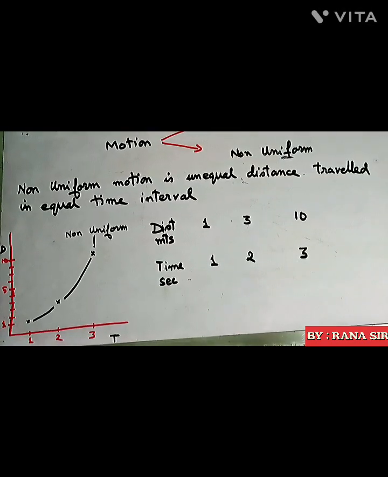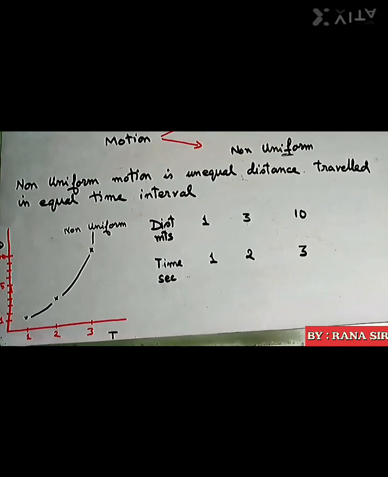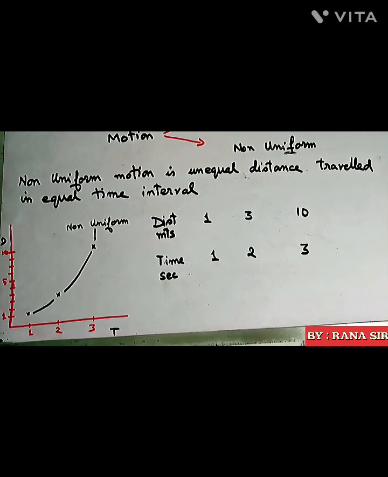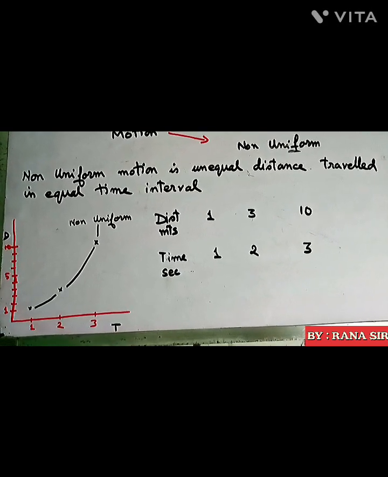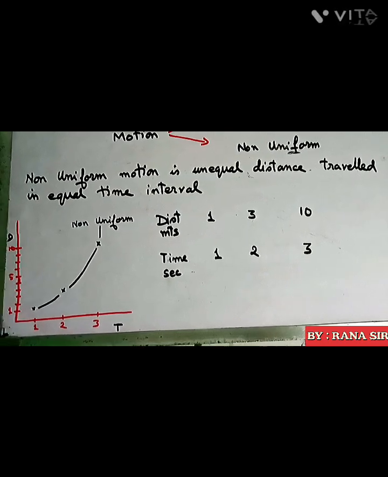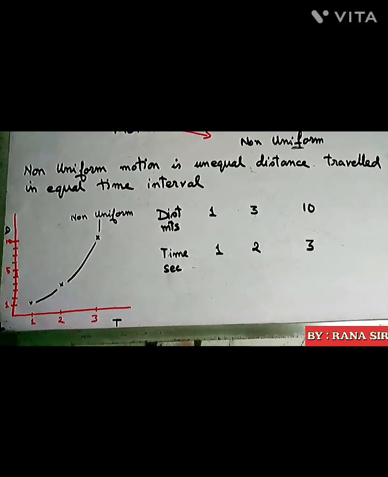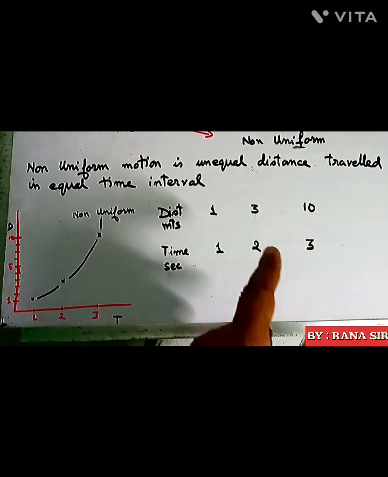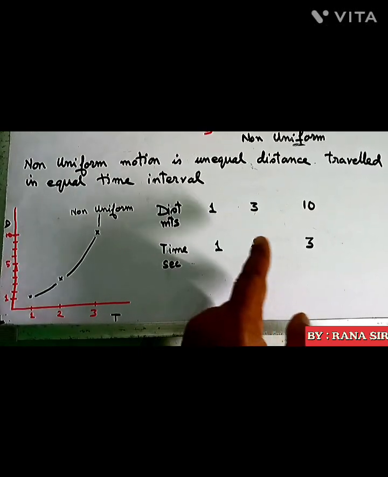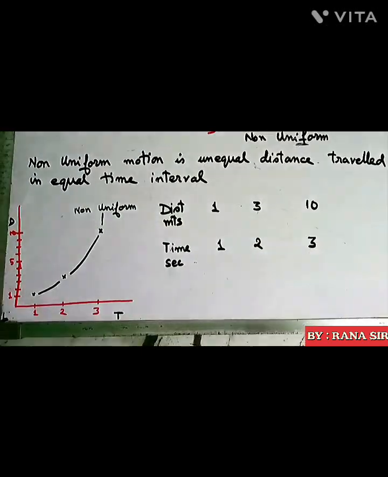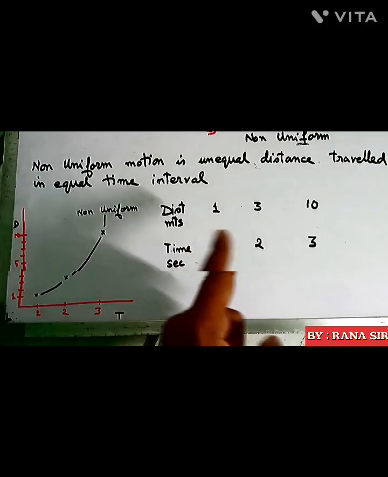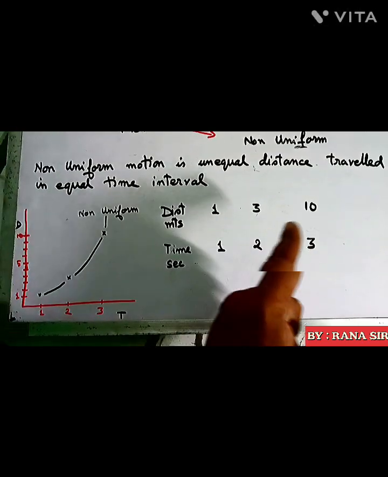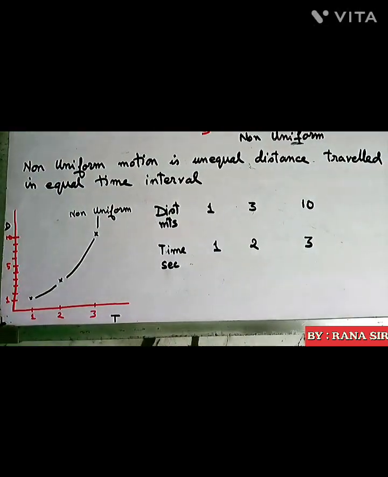So non-uniform motion is unequal distance traveled in equal time interval. The time interval is equal. So here time interval is equal, 1 second, right? 1, 2, 3, it's 1 second. But see the distance, 1 meter, 3 meter, in 3 seconds it's going to 10 meter.